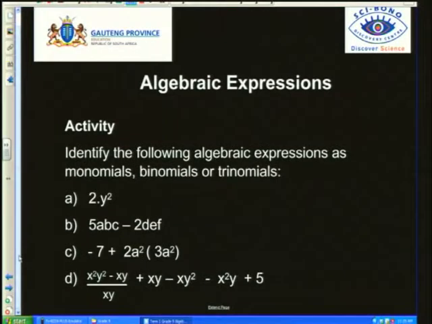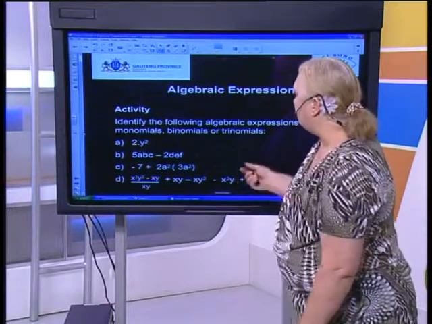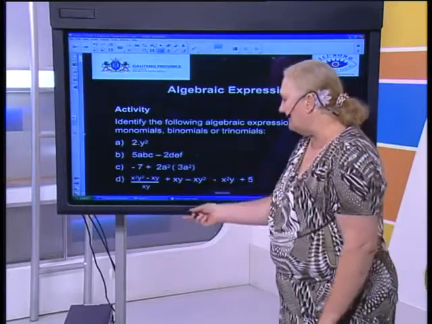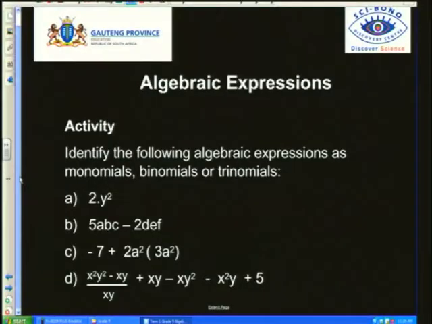Right, now I have been doing all the hard work today. So now I want you to work some. I've given you some more examples, and you are now going to do the same. You're going to decide for each of these whether they are a monomial, a binomial, or a trinomial, and I am going to give you 6 minutes to do that.